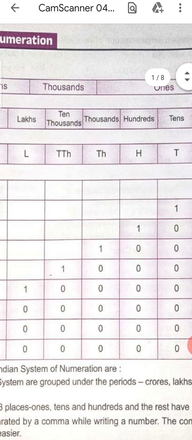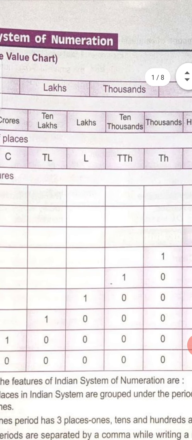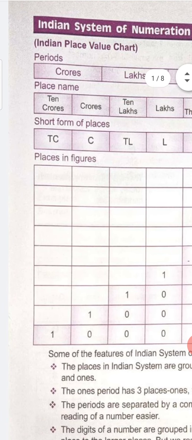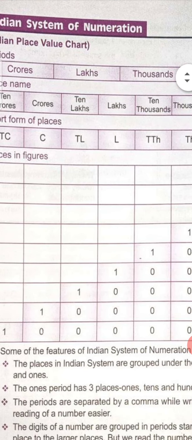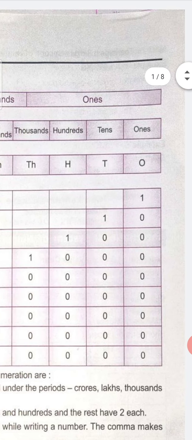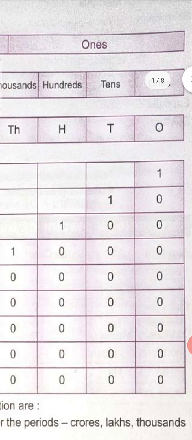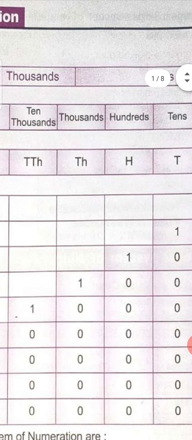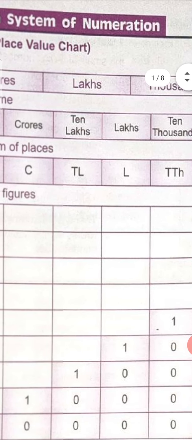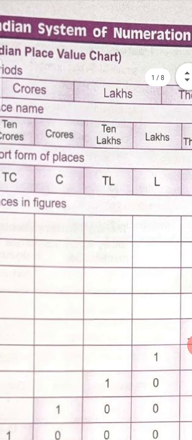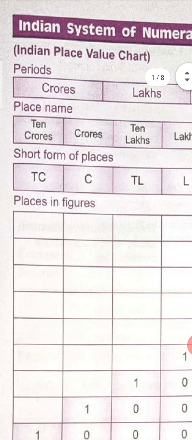The thousands period has thousands and 10,000s. The lakhs period has lakhs and 10 lakhs. And the crores period has crores and 10 crores. The short forms of the places are O for ones, T for tens, H for hundreds, TH for thousands, TTH for 10,000s, L for lakhs, TL for 10 lakhs, C for crore and TC for 10 crores.